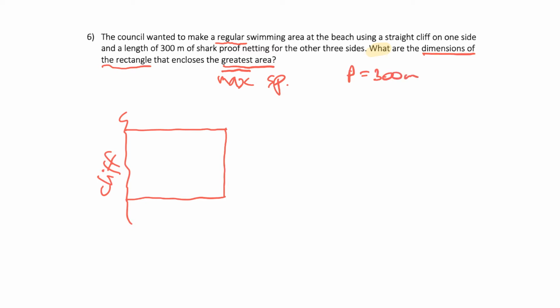Now we have to give some values or pronumerals for these dimensions just so we can start to work algebraically with this. Now the next key part, I did underline it, regular swimming area, meaning not different sides, it's a rectangle. So we're going to have, let's just say x and y, and that means this opposite side here is also x.